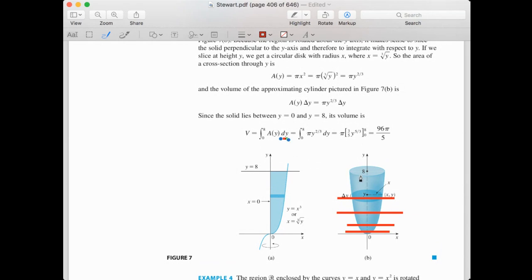Then we need to find the area of each circle. How do we find the area of each circle? Pi r squared. So pi is a constant. We need to figure out r. What's r? Let's look at this point. This is our r. R depends on what? R depends on this curve.